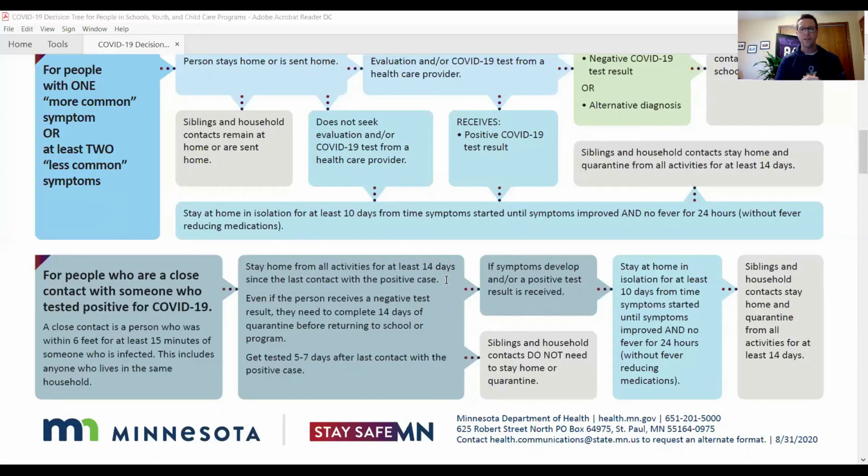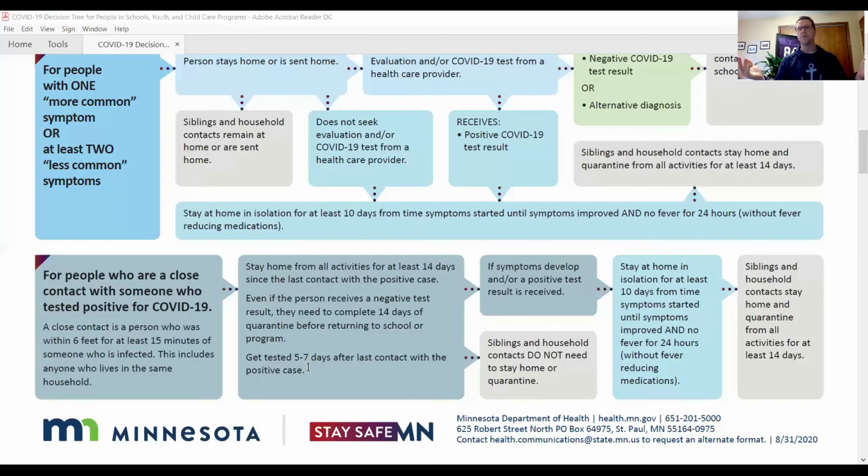If I'm in a 14-day quarantine, it's suggested that I get tested for COVID-19 between 5 and 7 days after the last contact with the person who was the positive case. If I do that and I receive a negative test, does that mean I'm cleared? I can just go back to things? No, it does not. You cannot test out of a 14-day exposure quarantine. Even if the person receives a negative test result, they still need to complete the 14 days of quarantine before returning to school, simply because, again, they believe there's an incubation period of up to 14 days.